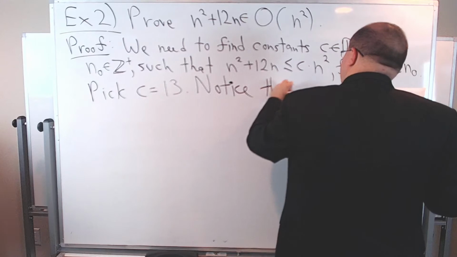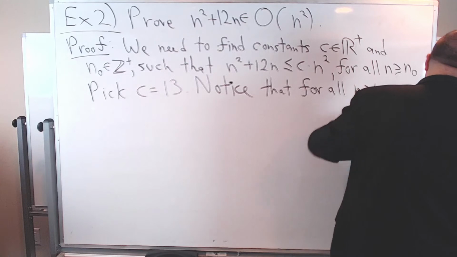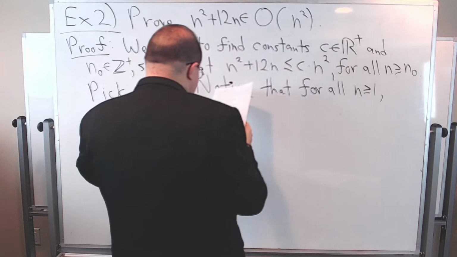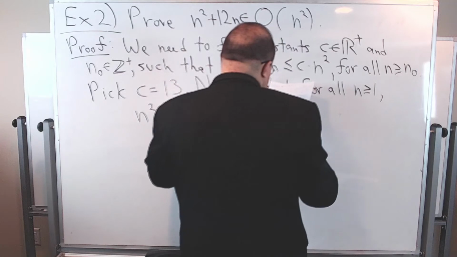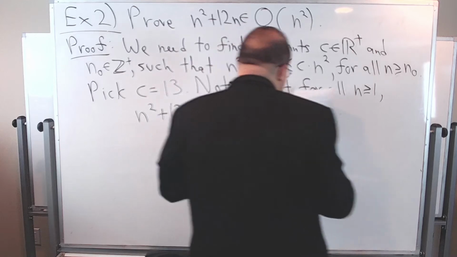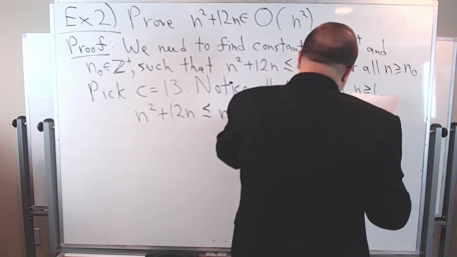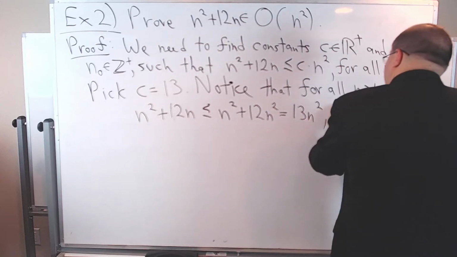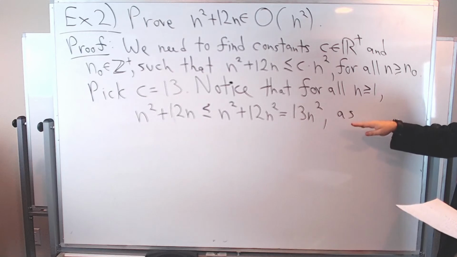I'm going to say, notice that for all n greater or equal to 1, I'm just going to put in what my idea was. n squared plus 12n is less than or equal to n squared plus 12n squared, which is equal to 13n squared, as, now I have to give my reason why this holds for all n greater or equal to 1. I can't just state this without a reason.